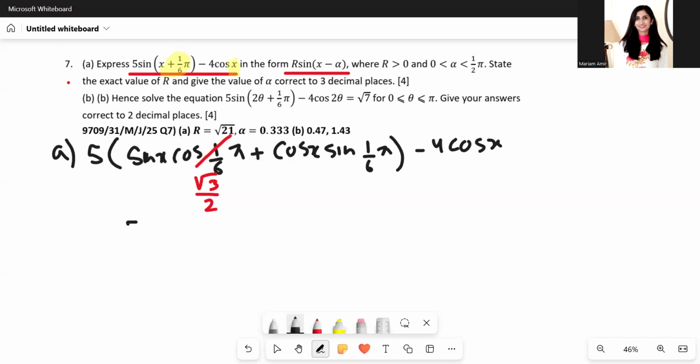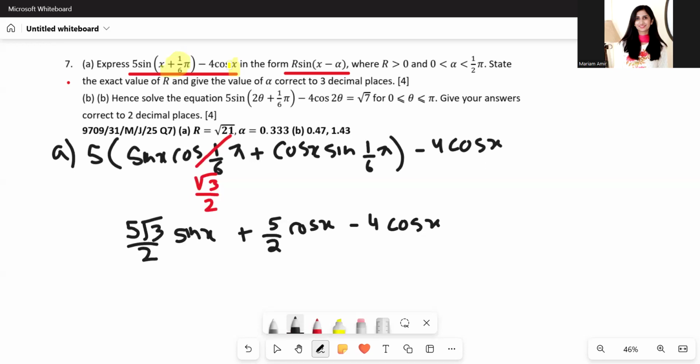Multiply that with 5. So 5 square root of 3 upon 2 sine x plus, what is sine 1 by 6 pi? That's half, and half times 5 would be 5 over 2 cos x minus 4 cos x. Let's add the cos terms. 5 over 2 minus 4 is minus 3 over 2. So 5 square root of 3 upon 2 sine x minus 3 over 2 cos x.